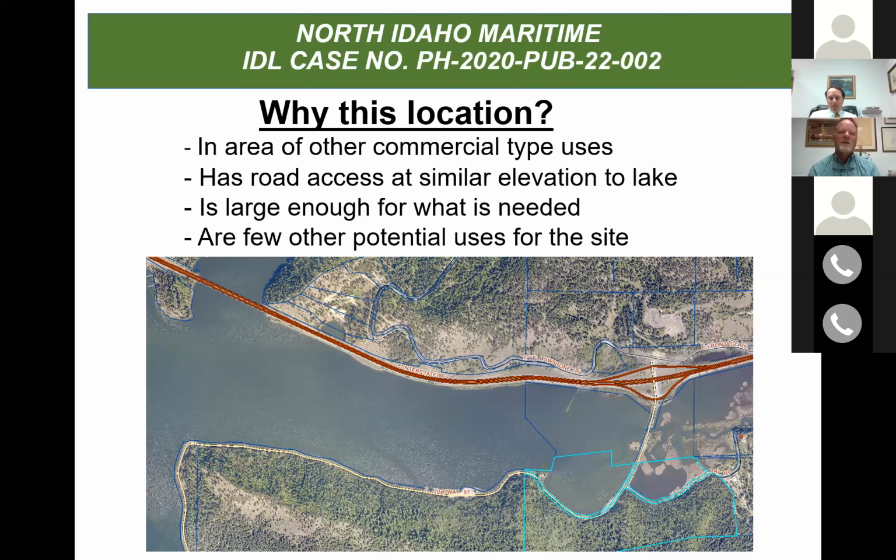Other benefits to this location: it is in an area of other commercial type uses. We consider the Mineral Ridge boat launch that's operated by BLM to be a commercial type use. That is 1,000 feet to our west. To the east, at the edge of the screen, there is the campground. We are zoned commercial. The property to the north is zoned commercial. The property to the east is zoned commercial. So it's kind of a commercial area of Kootenai County.